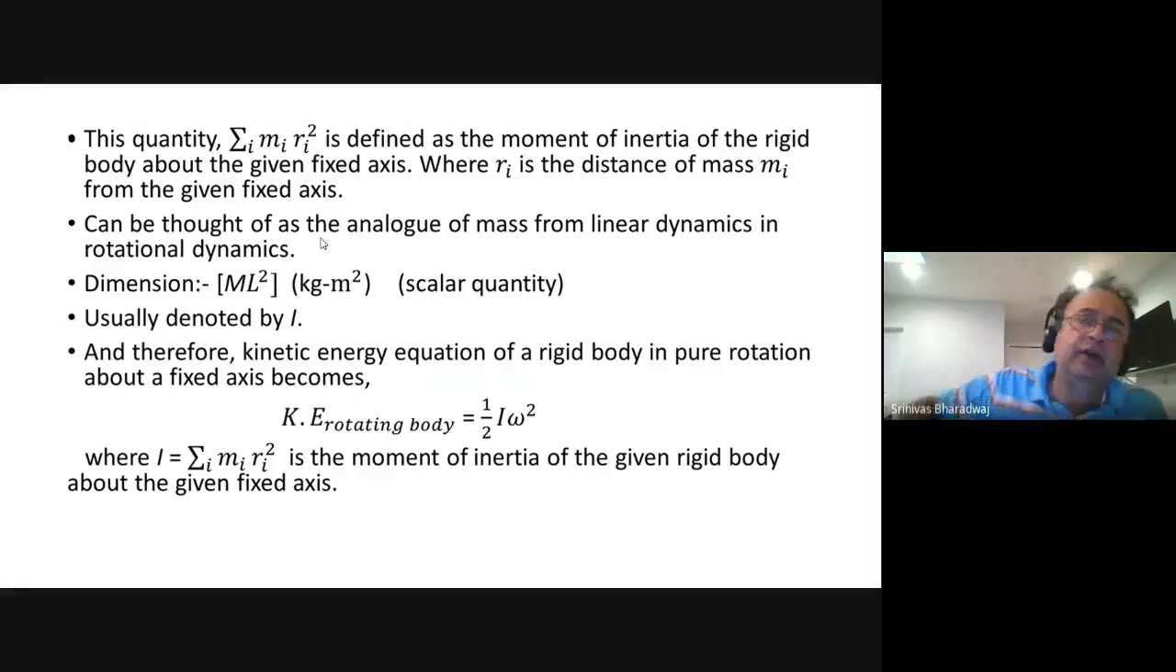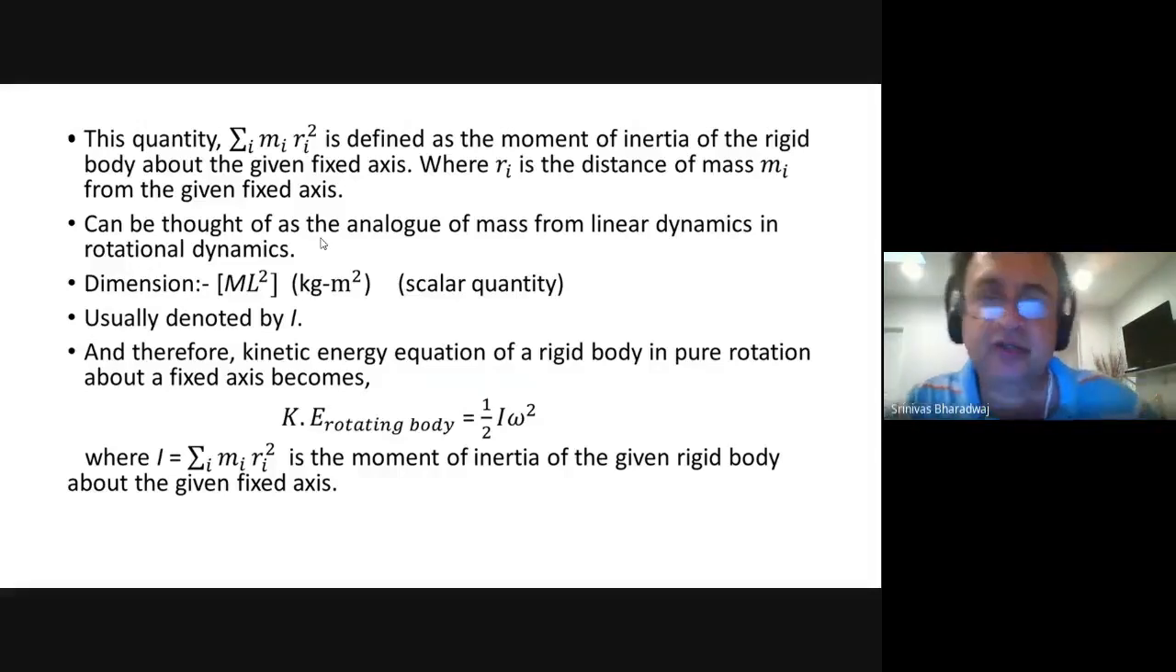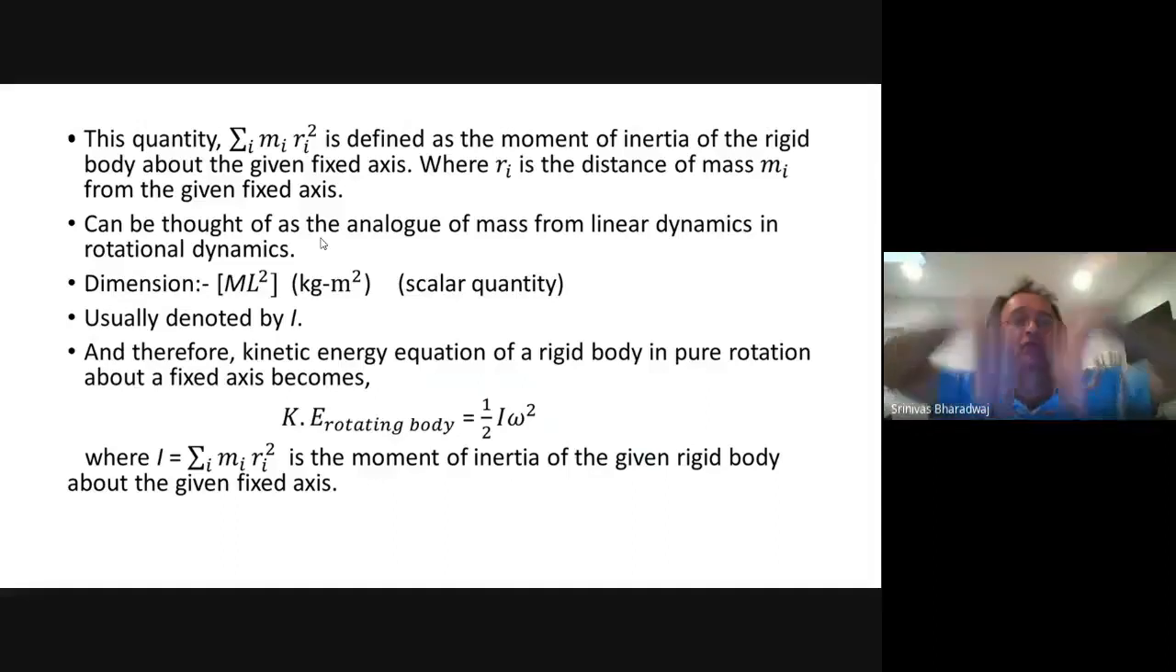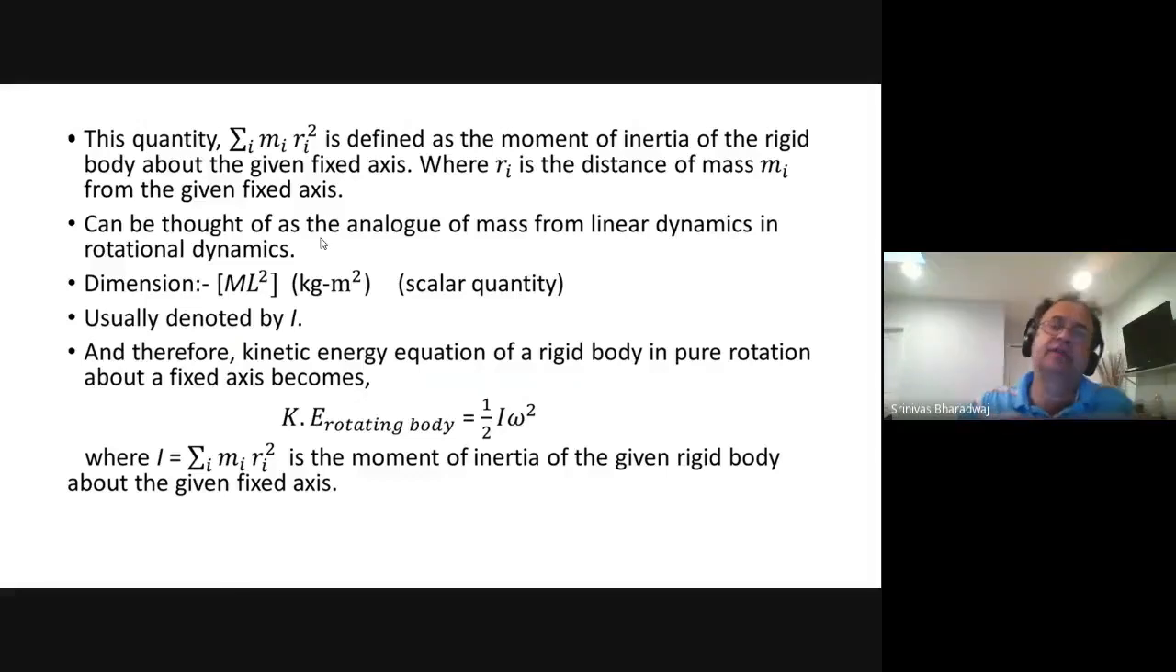If it is not a continuous body, if it's a discrete body, then you do sigma m_i r_i square. If you had just a circular ring and you are spinning it about this axis, all the r's are constant, so you take them out, and it becomes r square times integral dm, and integral dm is M. Therefore it is just M r square. For a circular ring it is M r square. For a cylinder it is also M r square. A very thin hollow cylinder with radius r is M r square. If it had a thickness, then you have to do the corresponding integration.